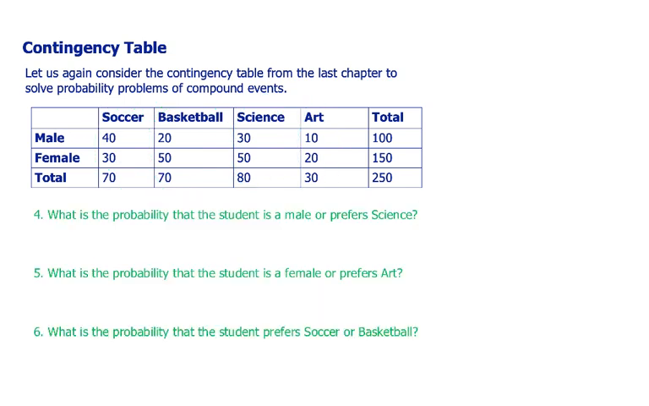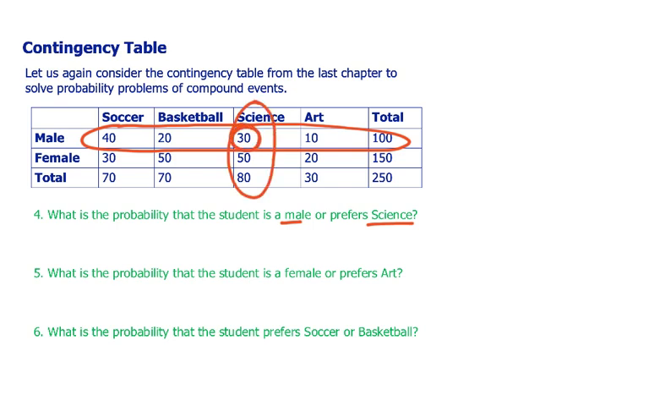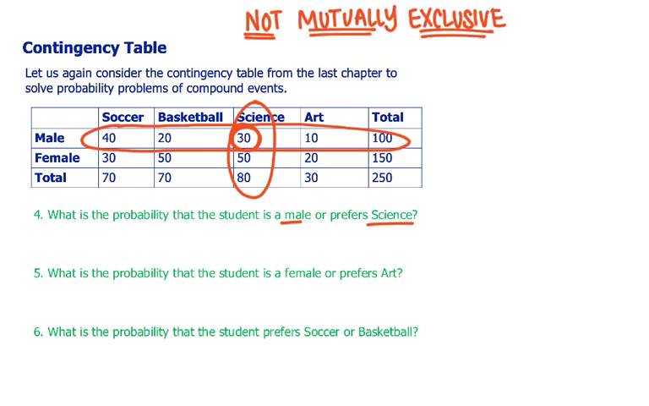So let's look at the first category. The probability the student is male or prefers science. So here are the males. Here are the people who prefer science. And you can see there is one place where we have students who fit both categories. So these two categories are not mutually exclusive. It is possible to be both male and prefer science at the same time.